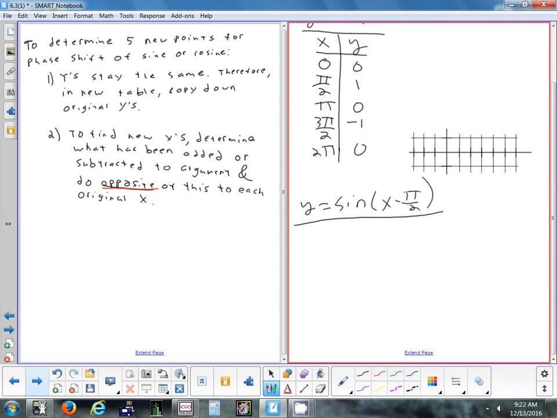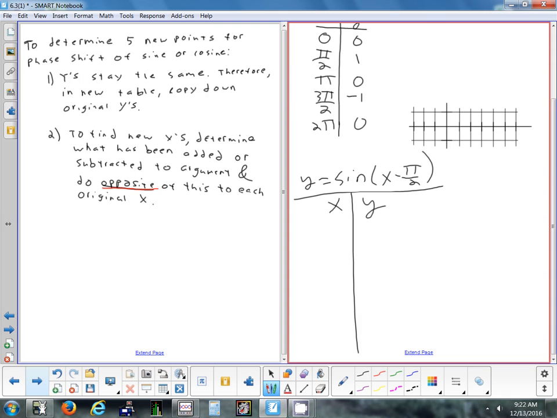All right, so when we do a phase shift, Ryan, what values are not affected? Yeah, the y's stay the same. So let's copy down the y's from the original table. Okay, so our table is half done. We already have the y values. Now we've got to do something to all the x values.